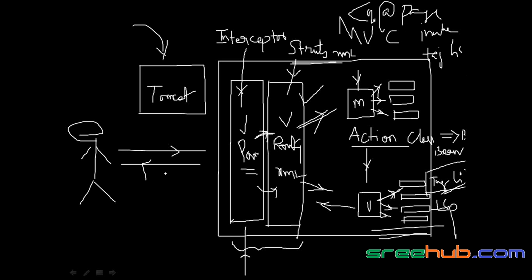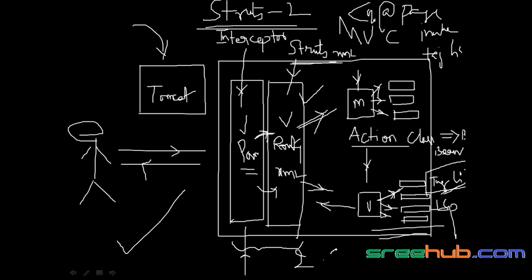So this is the complete model of MVC which is there in your Struts too, which is used basically to design a complete web application model for your website. So that is about the MVC pattern, and how it is being implemented in Struts 2. Now we are going to learn the latest one, called Struts 2.3.3.